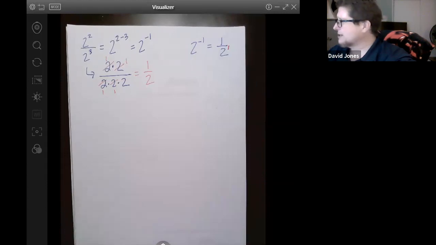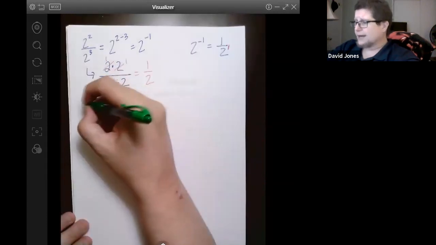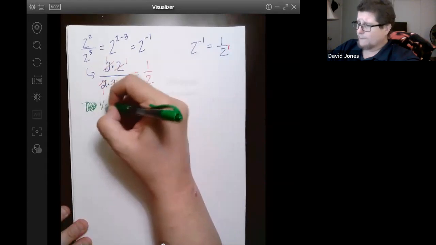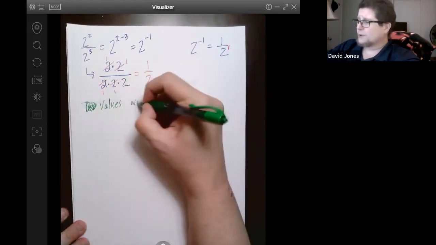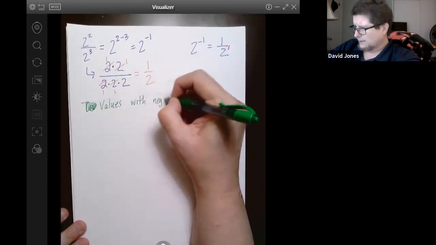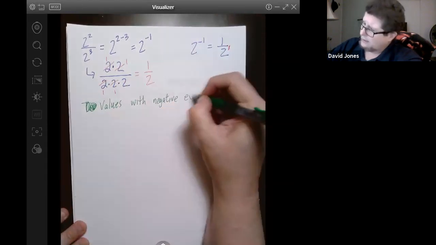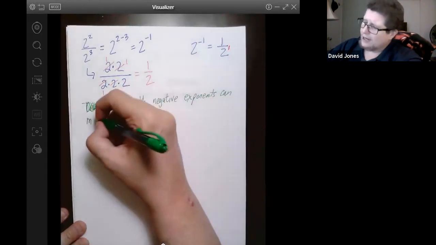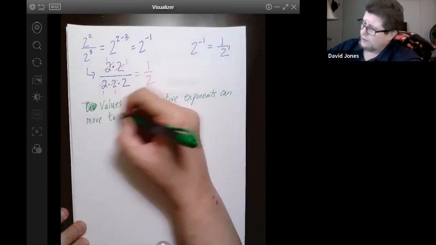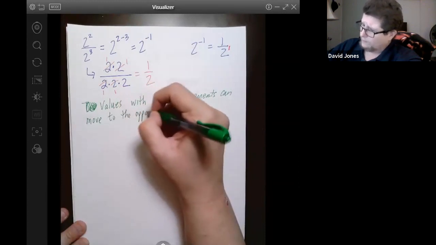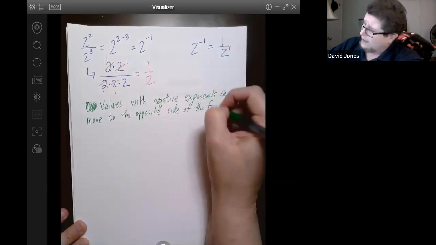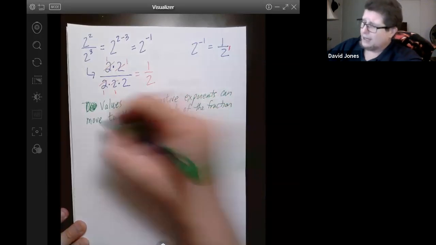What this shows us is that terms with negative exponents, or I'm going to say values with negative exponents, can move to the opposite side of the fraction by making the exponent positive.